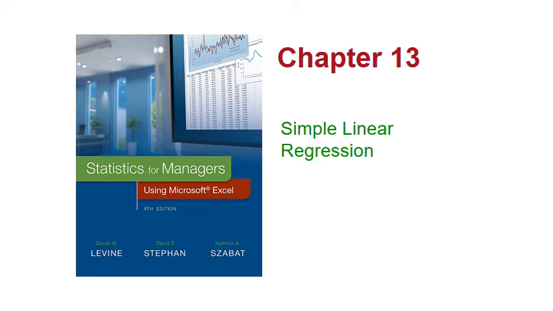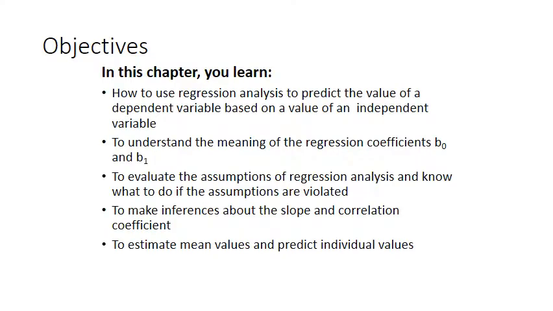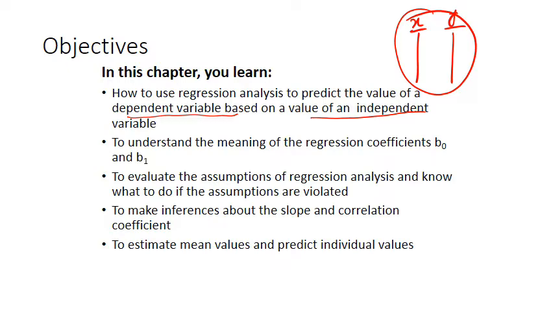This is chapter number 13, Simple Linear Regression Analysis. In this chapter, we will study how to use regression analysis to predict the values of the dependent variable based on the values of the independent variable. Like you will have one independent variable, you will have one dependent variable. From this set of observations, we will try to predict this dependent variable on the basis of this independent variable.